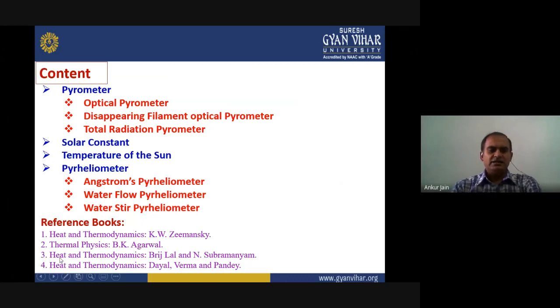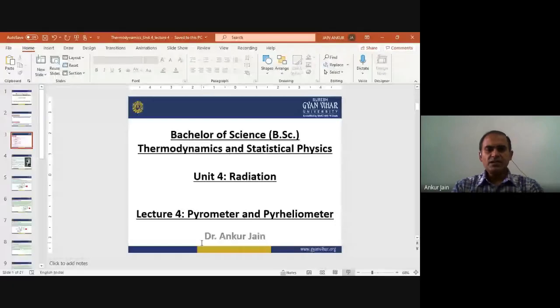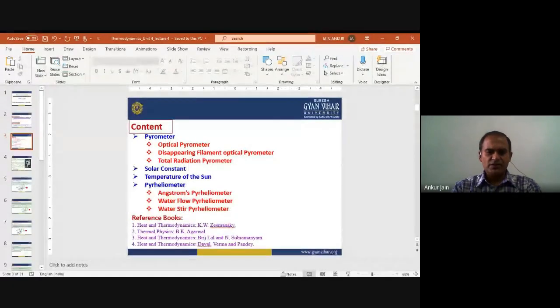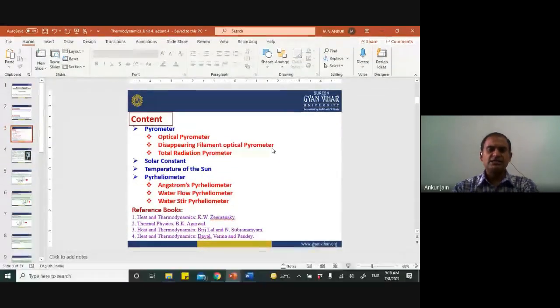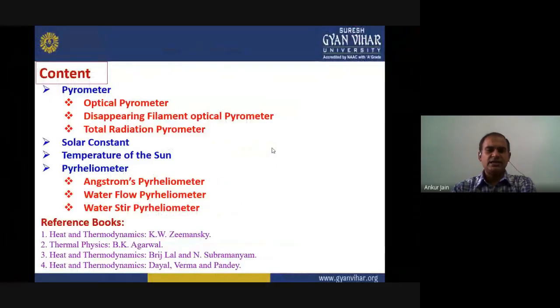And here is the list of reference books which you can consider for further studies. As I told you before also, these books are written by foreign authors as well as Indian authors. If you look at this, the third book is quite easy to understand and very well written for this content.